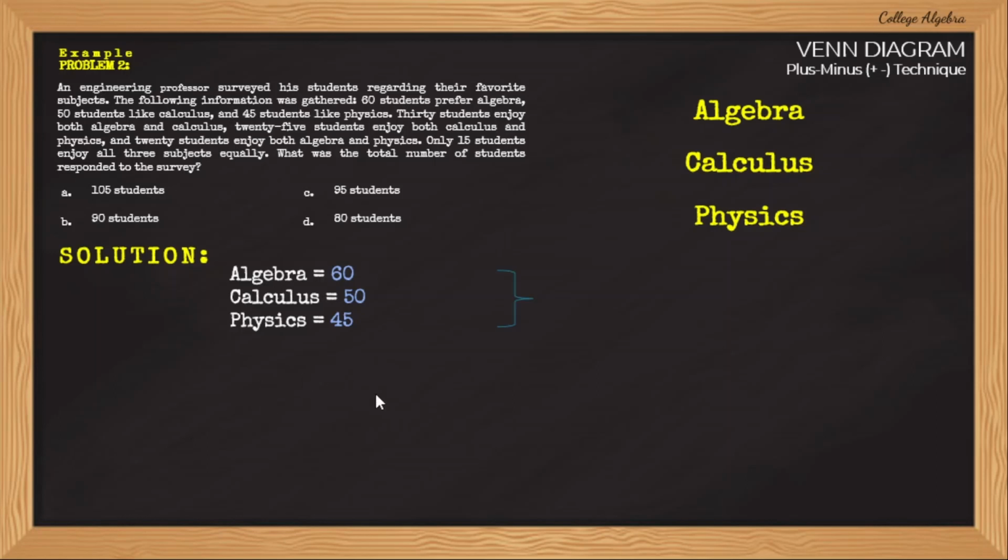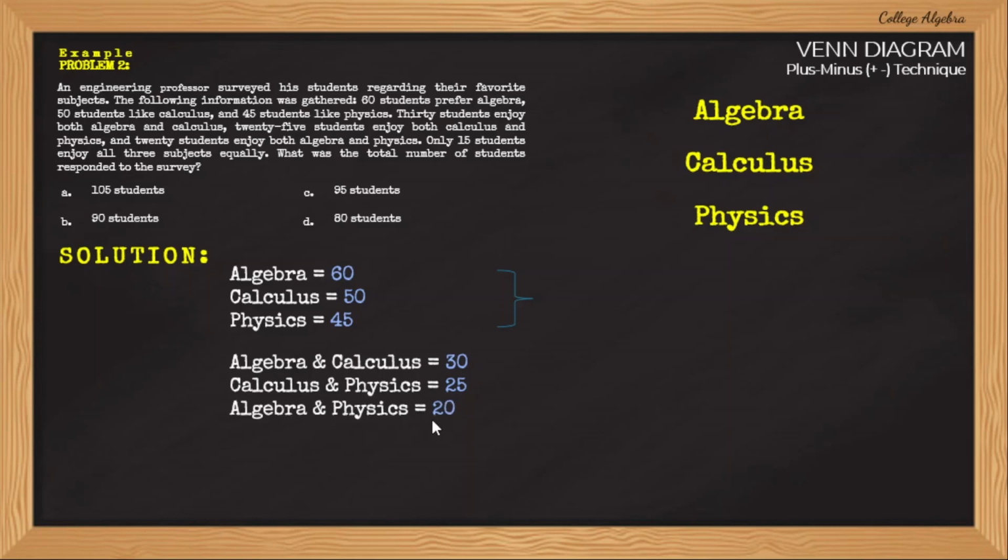So for example, those students who responded that they like both algebra and calculus is 30, students who like calculus and physics are 25, and algebra and physics are 20. Then we also have to list students who responded that all three are their favorite subjects. There are 15 students who said that they enjoy all three subjects. After listing these groups, we have to sum them up.